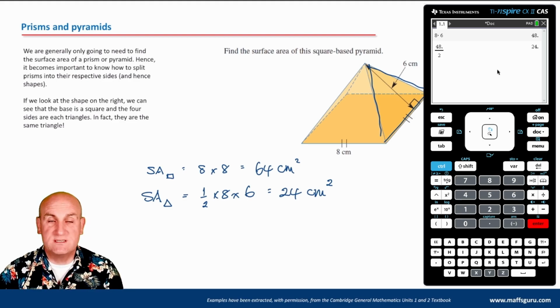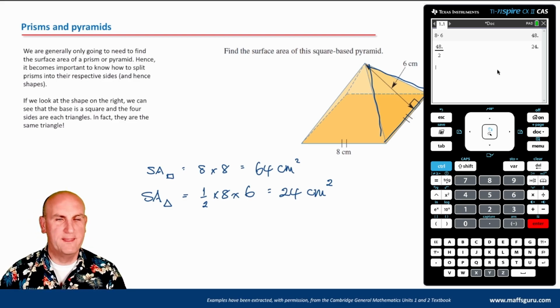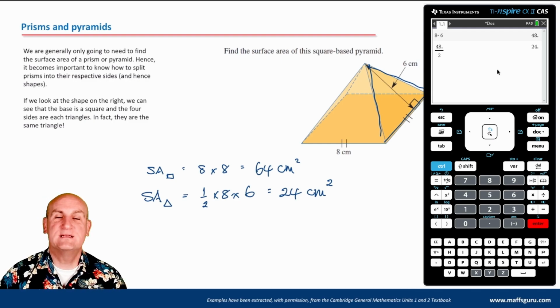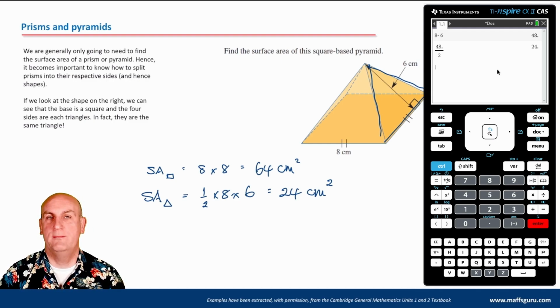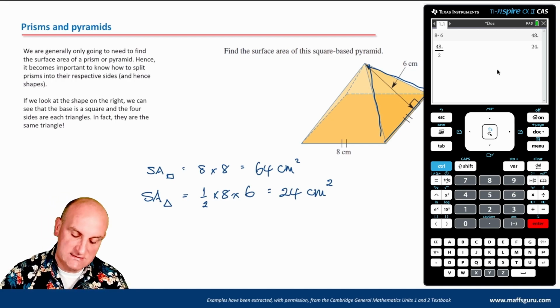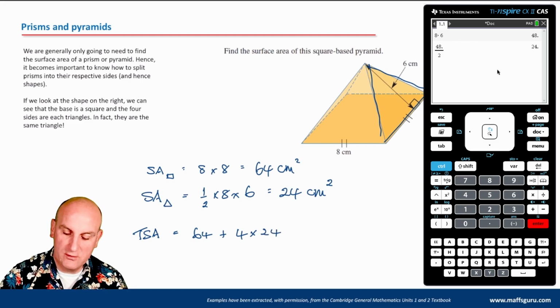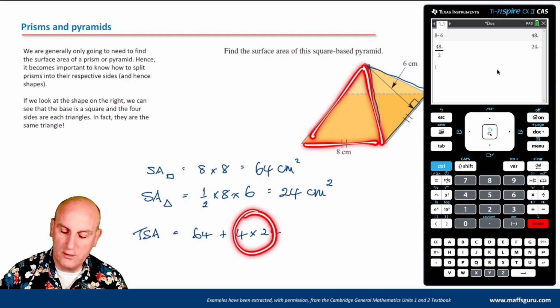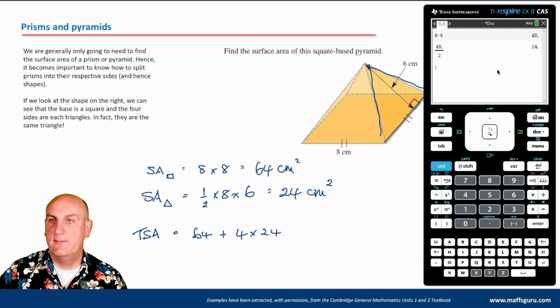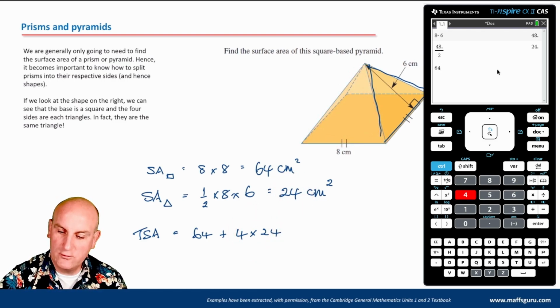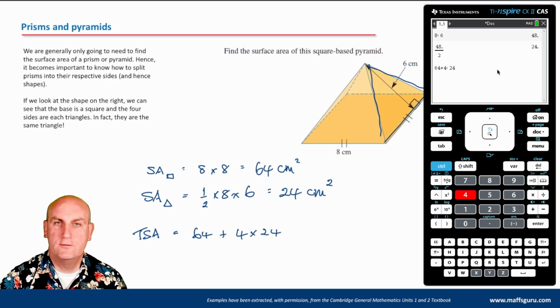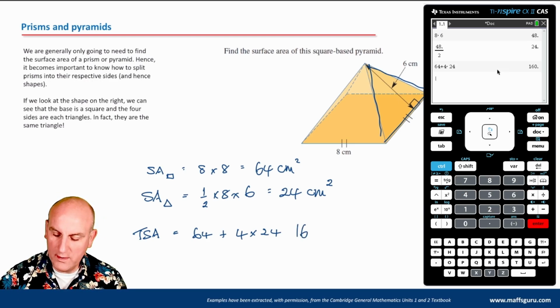Now, obviously, a lot of people then say, well, I'm just going to add the 64 and 24 together, aren't I? And I go, no, because how many faces does our pyramid have, or how many triangles does it have? It has 4. So in which case, my total surface area is going to give me 64 plus 4 lots of 24. Again, we got 4 faces. I want to do 4 lots of this 24 here. So again, I could do that in my head. I'm not going to. 64 plus 4 times 24. Hit enter. Gives me 160 centimeters squared.